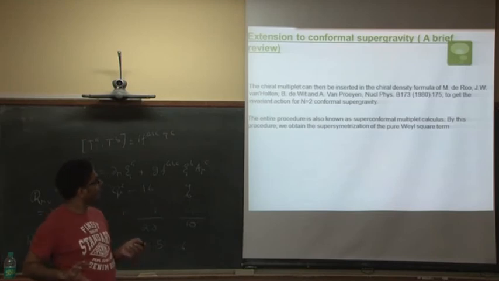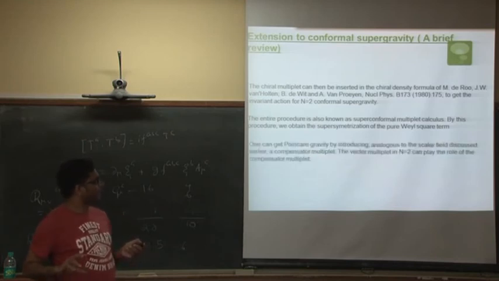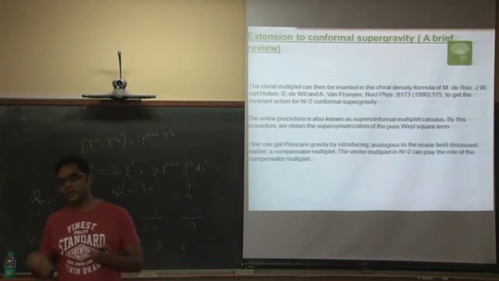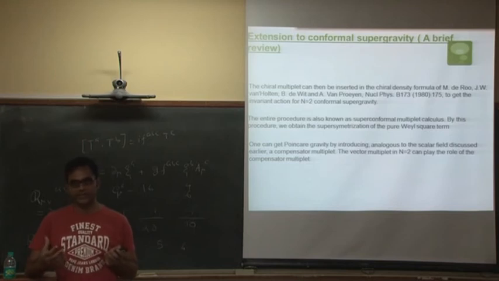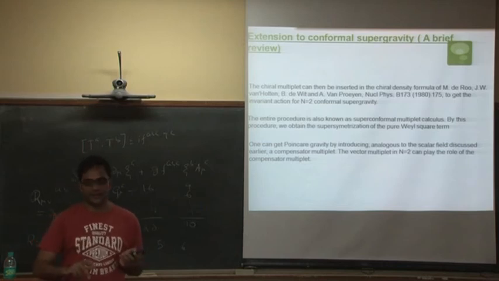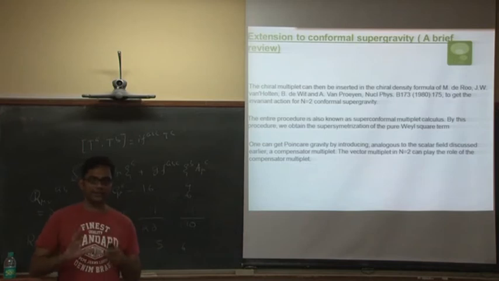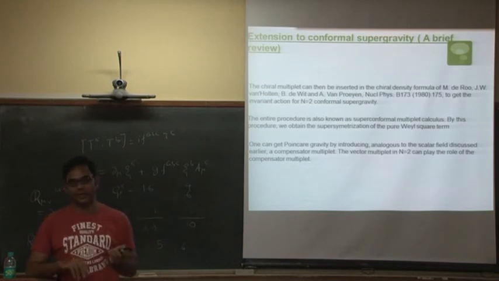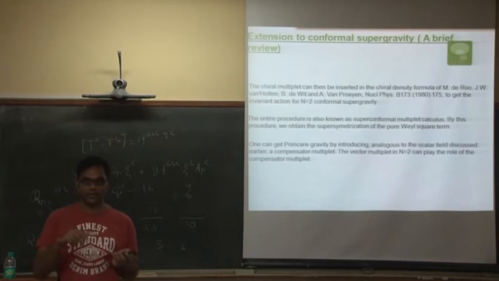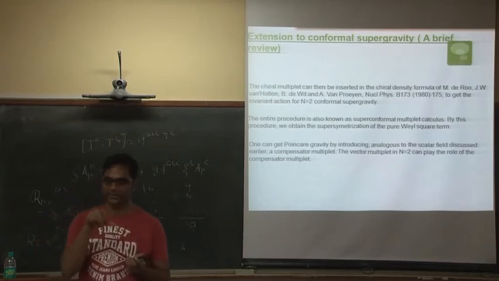Okay, but you can also get Poincare gravity. Analogous to the scalar field that I discussed in the case of pure gravity without supersymmetry, here you can have a vector multiplet. So for N equal to 2, that's a vector multiplet which has 8 plus 8 degrees of freedom, 8 bosonic and 8 fermionic. You can use that vector multiplet and gauge fix the additional symmetries to get Poincare gravity, and so you can get the Einstein-Hilbert term, and you can also get the supersymmetrization of the Weyl squared multiplied with f of s.